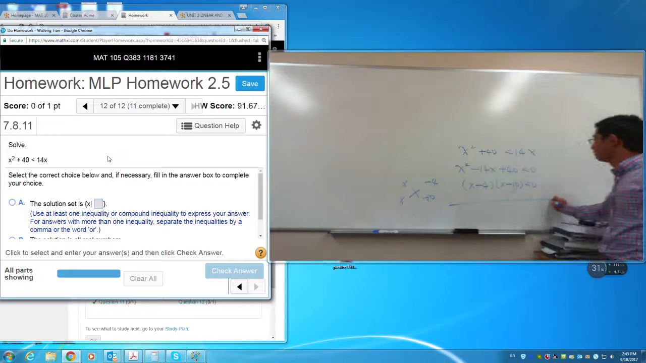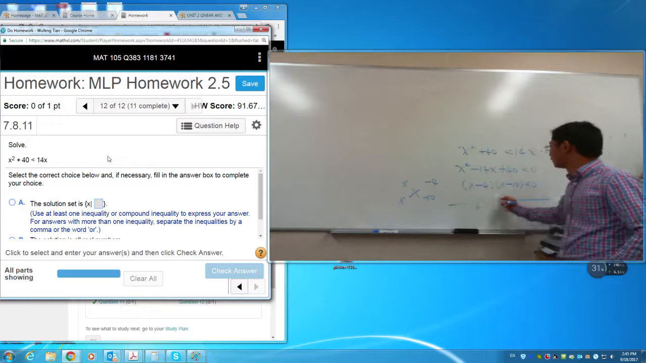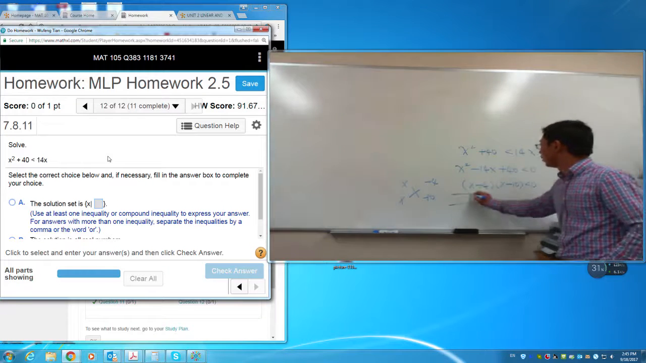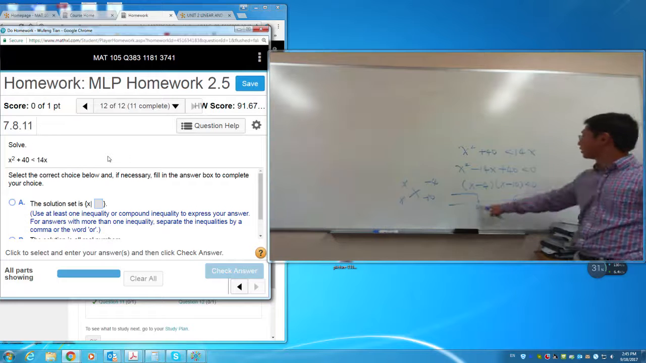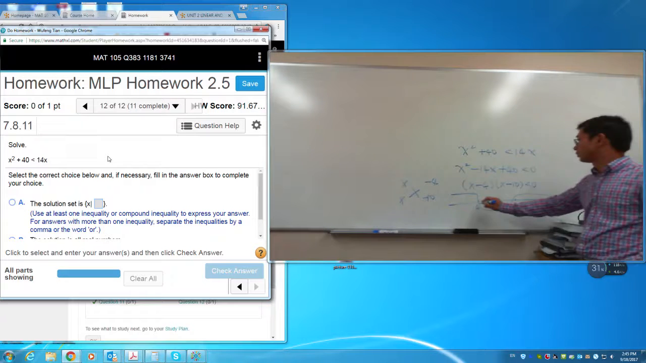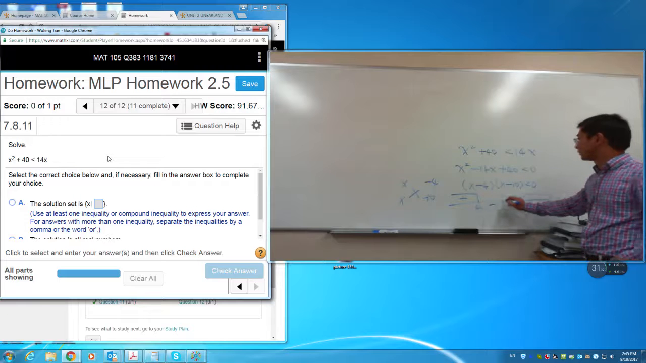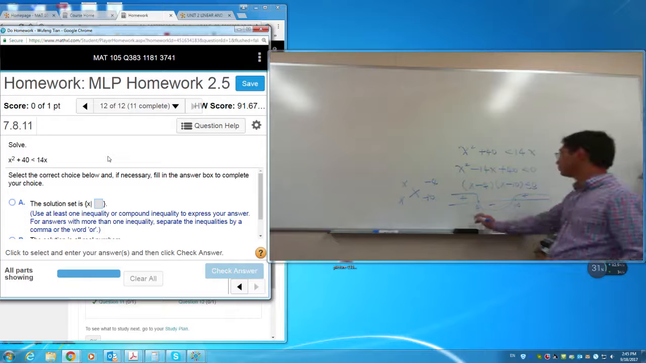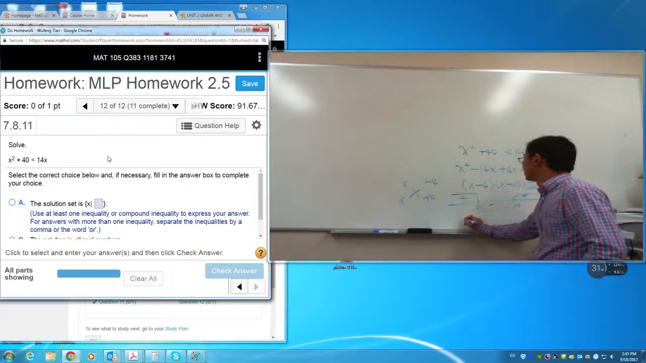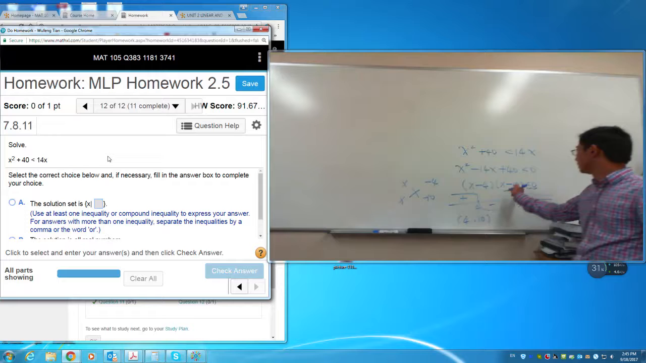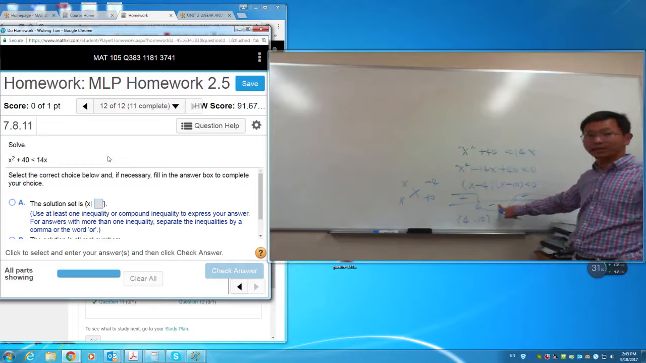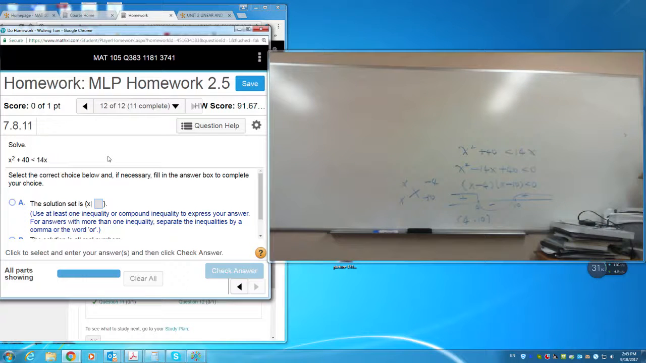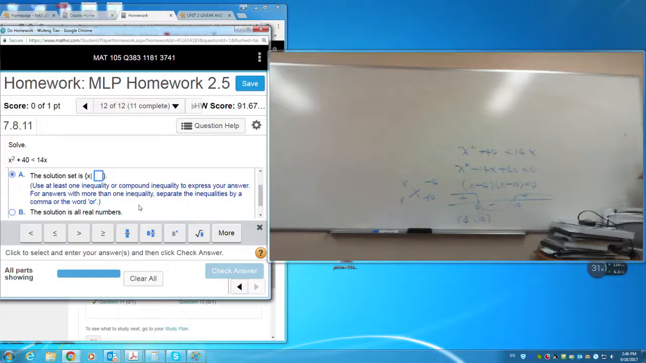Now I draw a number line. This is 4, this is 10. x equals 4 makes this one 0, x equals 10 makes this one 0. So above the number line is positive, negative, positive. So now we are choosing the negative part, which is 4 to 10. This is less than 0, so it's negative. Okay, this is 4 to 10. So 4 less than x less than 10.